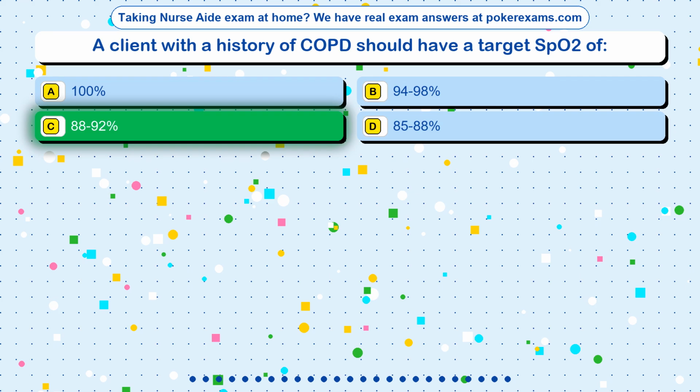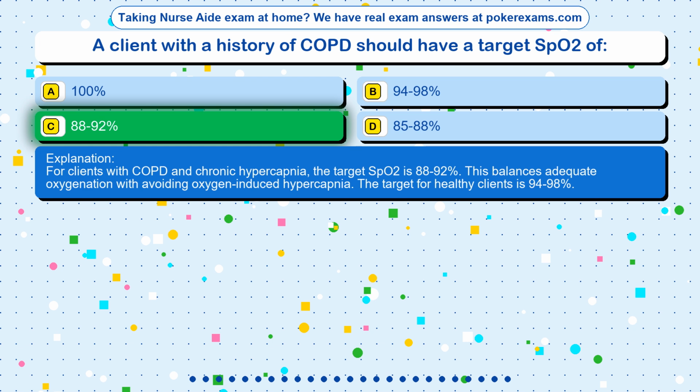The correct answer is option C. 88 to 92%. For clients with COPD and chronic hypercapnia, the target SpO2 is 88 to 92%. This balances adequate oxygenation with avoiding oxygen-induced hypercapnia. The target for healthy clients is 94 to 98%.